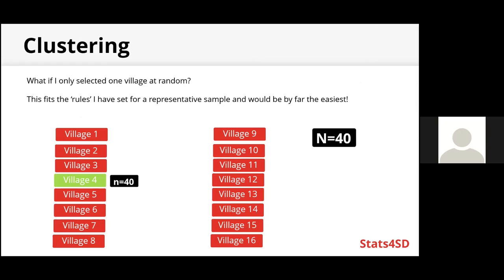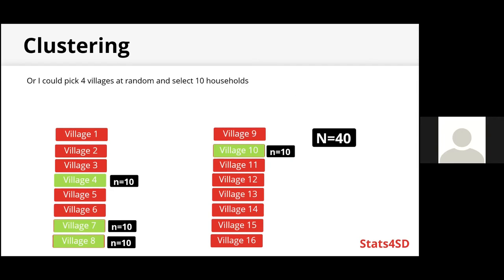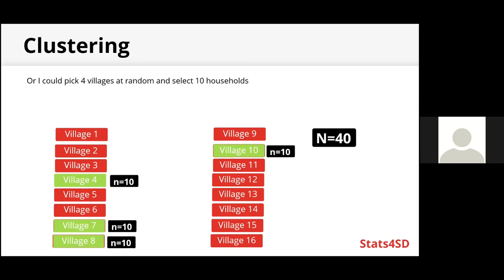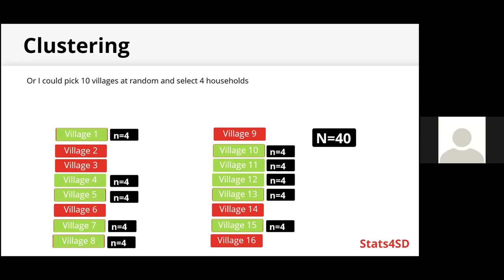This fits the rules that I've said before, in terms of saying that to have a representative sample, everybody has to be eligible for inclusion, and we also have to have known probabilities. We could probably work this out, but it doesn't seem like a very good approach necessarily to me. Or we could say, okay, similar to the overall design I talked through before, we can go for 10 interviews in 4 of the villages. Or we could go for 4 interviews in 10 of the villages. And this is still, in all three of these cases, exactly the same sample size.